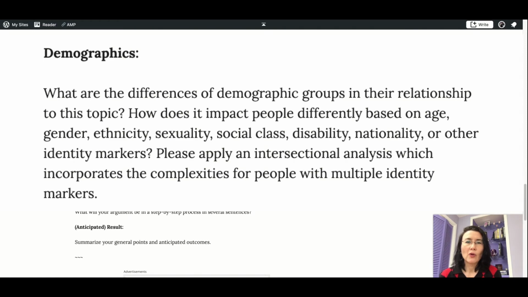So I want you guys to overview the demographics of the United States as a whole, and then contextualize your topic in that. So be very specific. What geographic area are you talking about? What population are you talking about? Race, gender, sexuality, disability, nationality, and so on. Just think about the census and the kinds of demographic information that they collect.